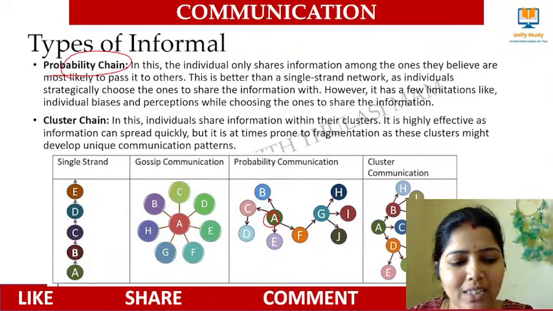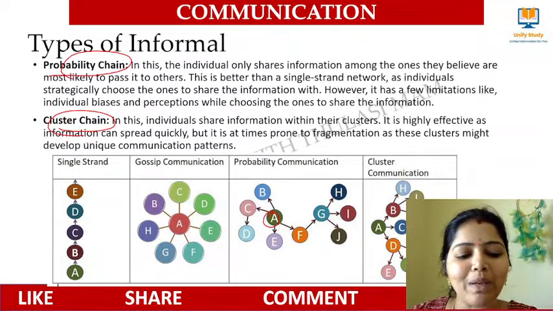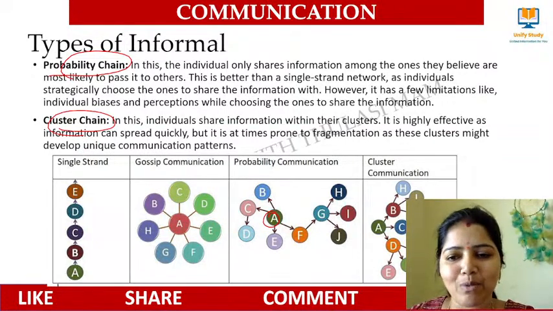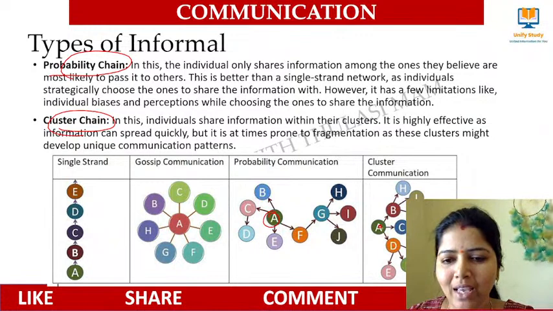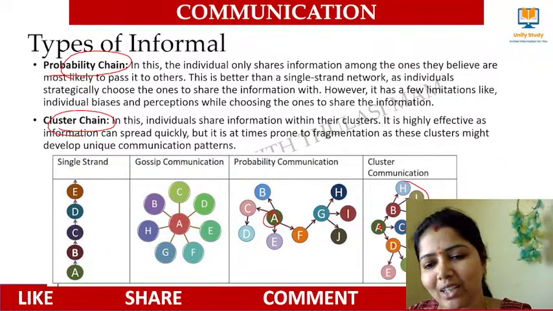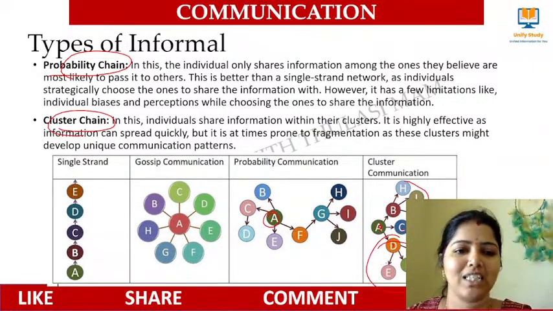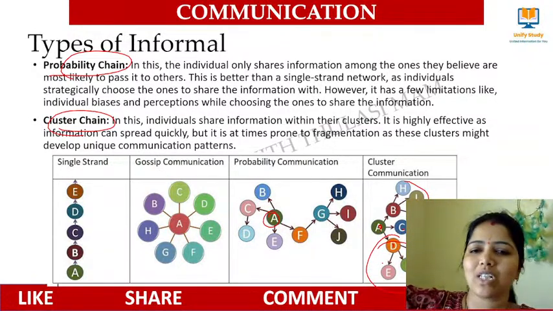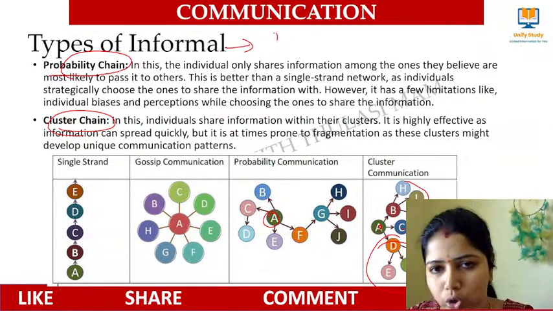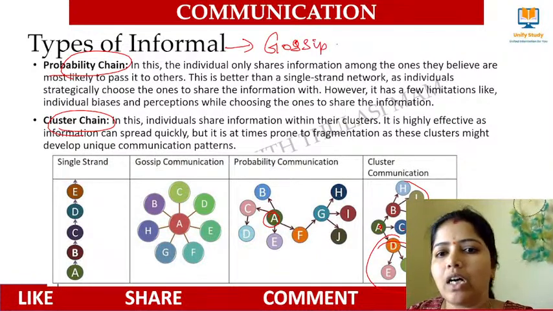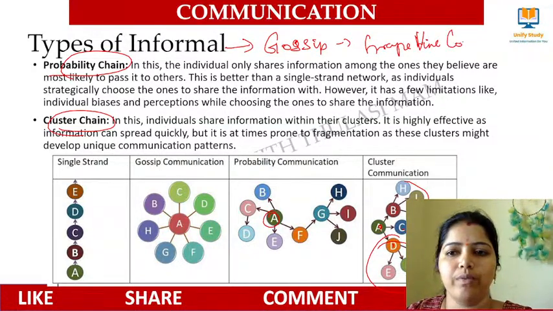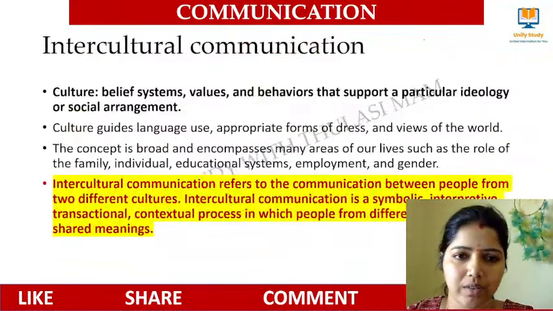What do you mean by cluster chain? It's time, so I'm going fast. Okay, I'll go slow. See how clusters happen: A is telling B, A is telling C, A is telling D. Then C tells a set of people, and D tells a set of people. That is the cluster chain. It spreads very quickly. Informal communication is also called grapevine communication. Clear?